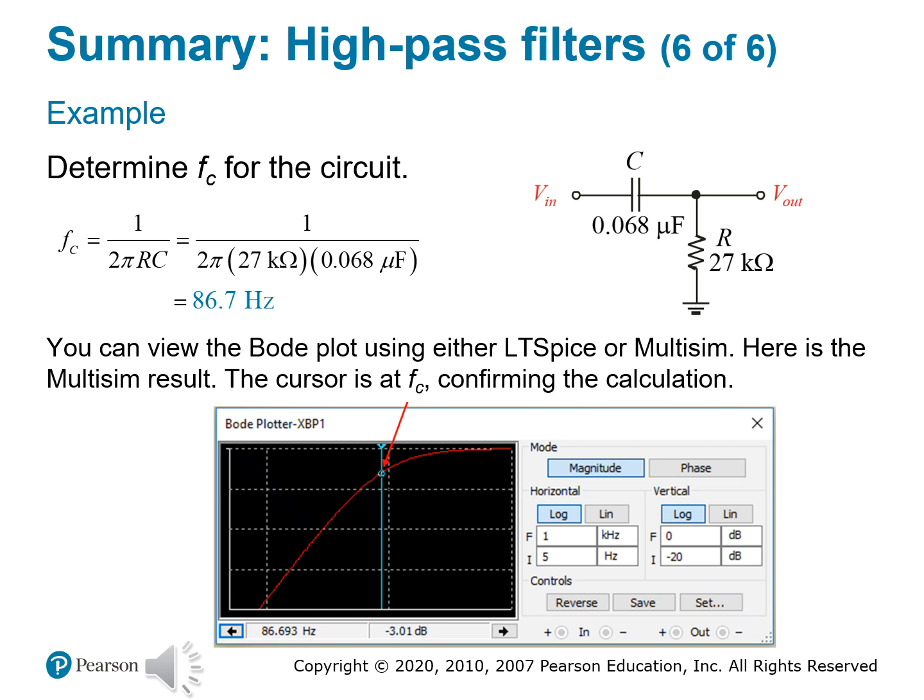So F sub C is equal to 1 over 2 times pi times R times C. Just plug in the numbers, plug and chug, and we land on a critical frequency of 86.7 hertz. And that's the point where our output, remember, hits 70.7% of its maximum amplitude. That's the gateway between rejection and transmission.